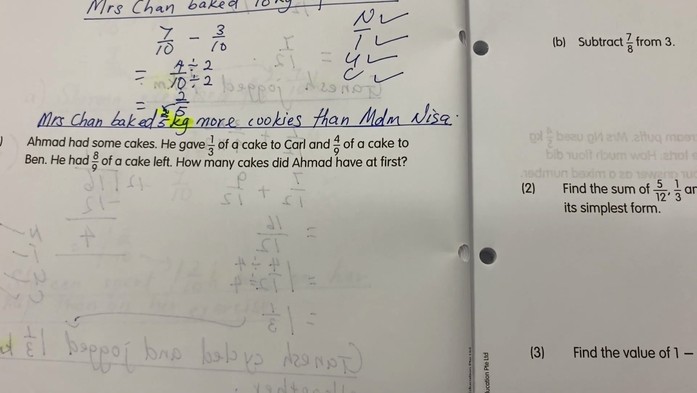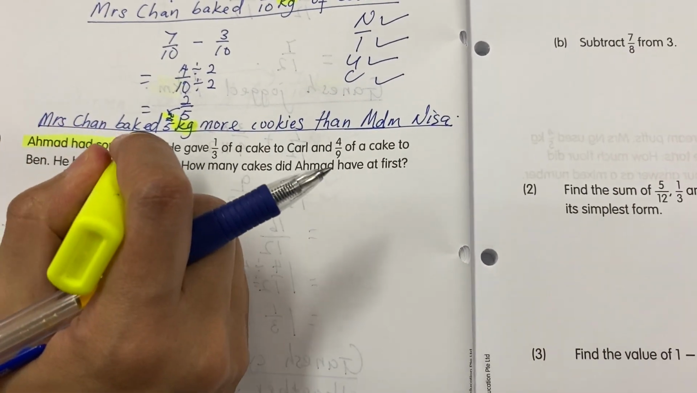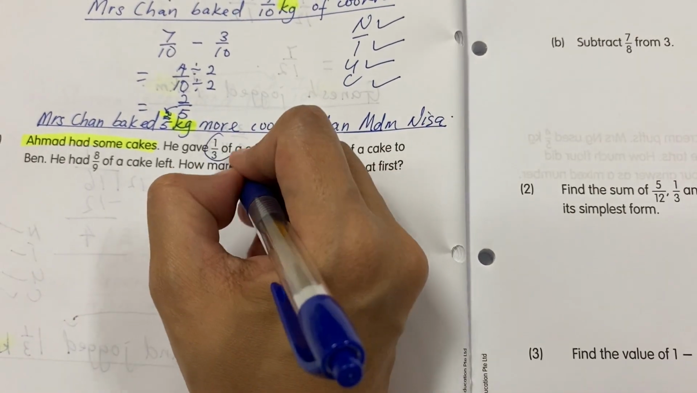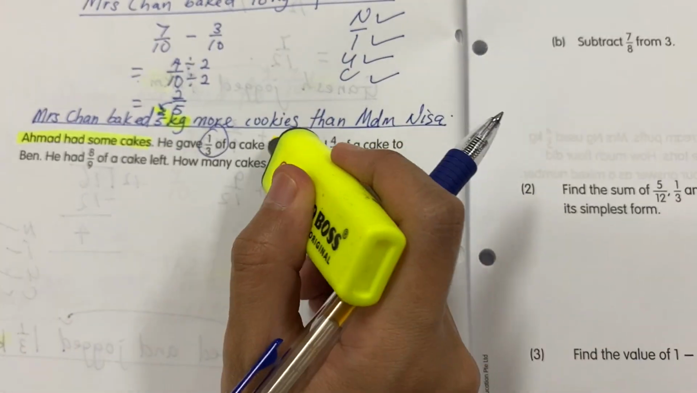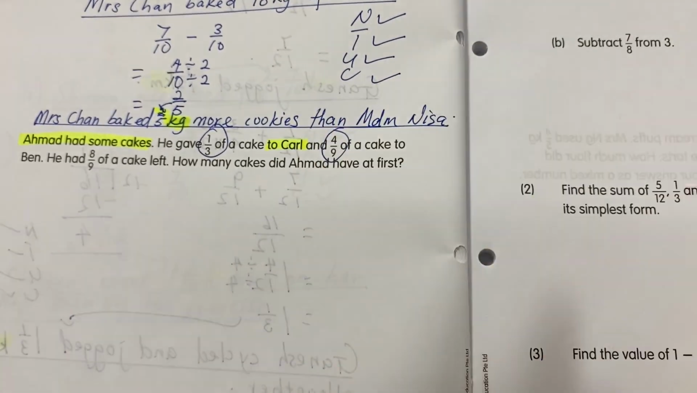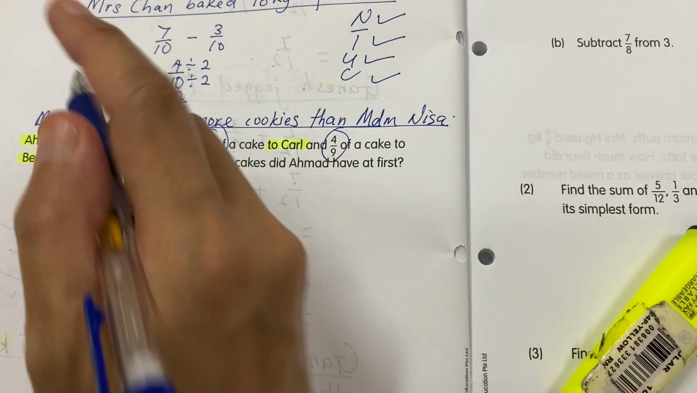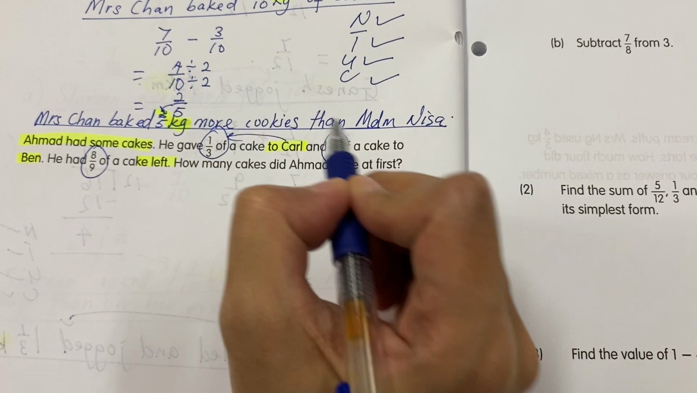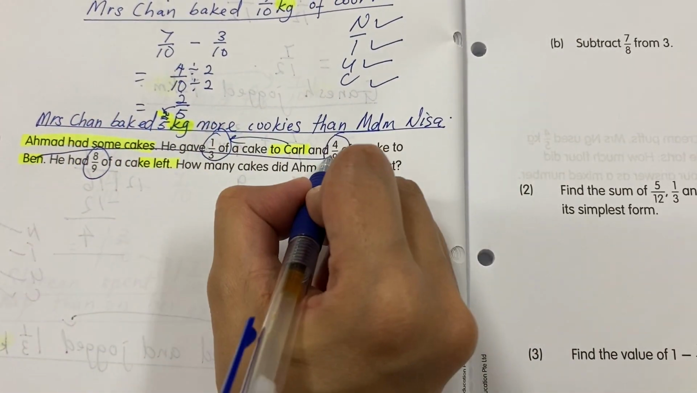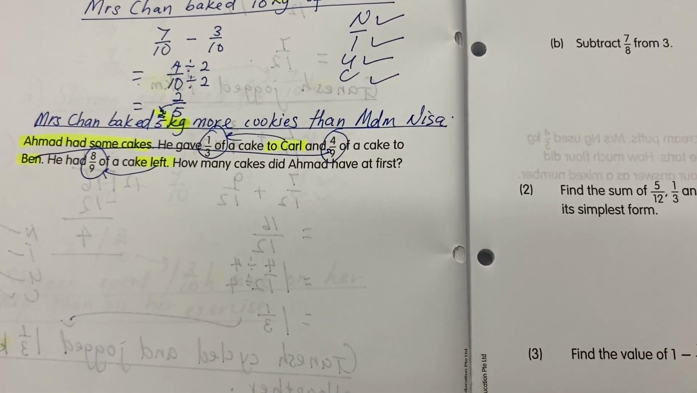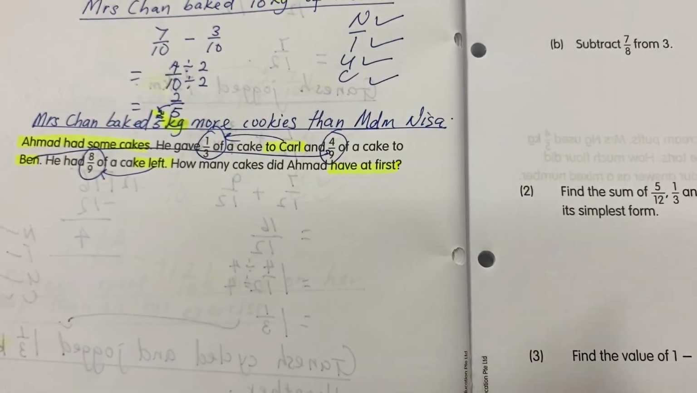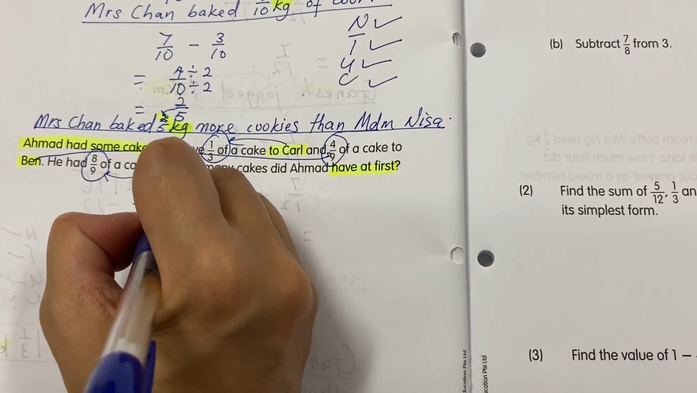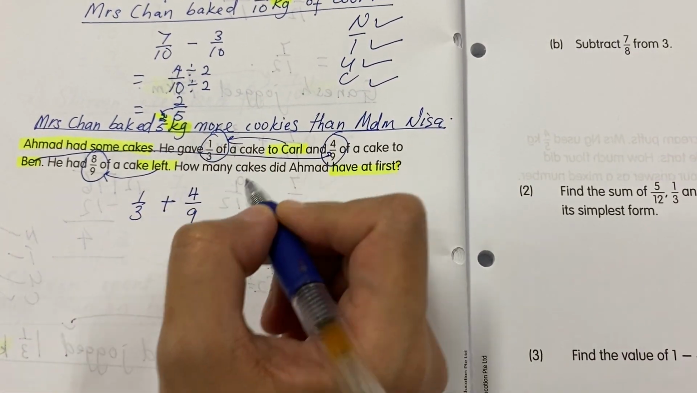Ahmad had some cakes, right? The number of cakes not given here, just some cakes. Now he gave 1/3 of a cake to Carl, 4/9 of a cake to Ben, and he had 8/9 of the cake left. Okay, so 1/3 to Carl, to Ben will be 4/9 and left 8/9. So how many cakes did Ahmad have at first?